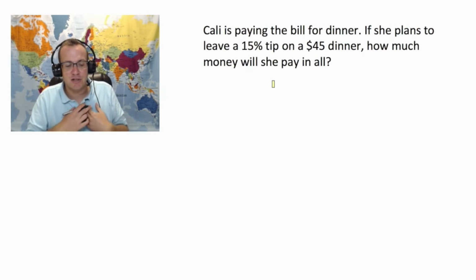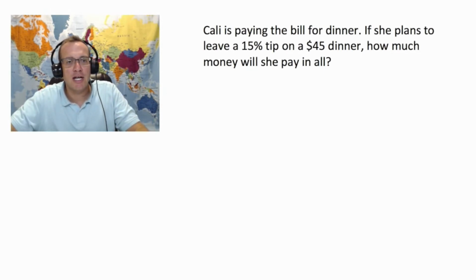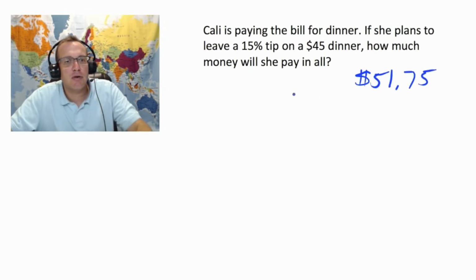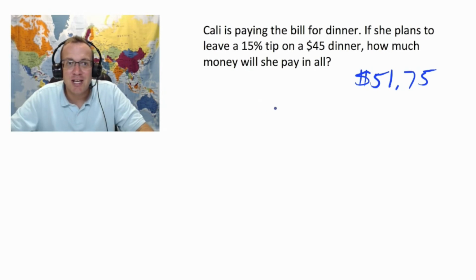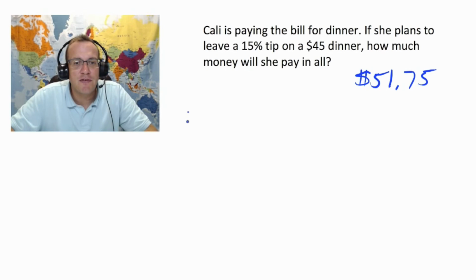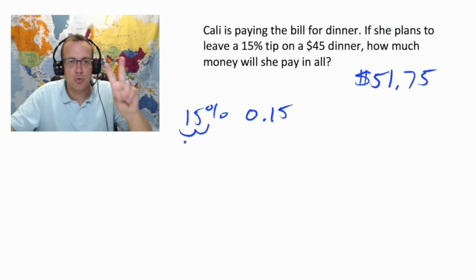I'm going to reveal the answer in 3, 2, 1. Our answer is $51.75. Okay, let's go ahead and knock this problem out. Okay, again, our first step is to change that 15% into a decimal. So 15% converts to 0.15 because we're moving that decimal 2 times.